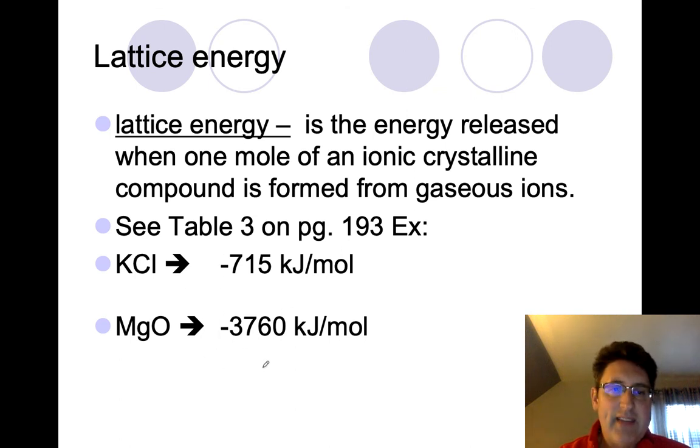So this MgO, this negative 3,760, means there's more energy released when it forms compared to KCl. So we would say that MgO has a stronger ionic bond because more energy is released when it forms. If you had to break it back up into Mg and O, you would have to input more energy to do that. The reason for this great difference is MgO is +2, -2, and KCl is +1, -1. So the +1, -1 isn't quite as strong as +2, -2. Plus MgO is smaller than KCl. So it is a larger value in terms of lattice energy.